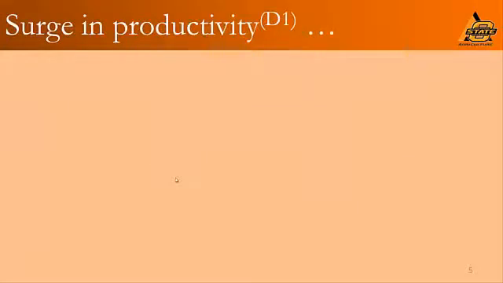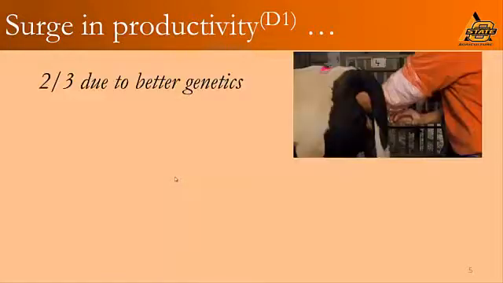We've seen that there is a surge of productivity in dairy cattle in the last century. Well, where is it coming from? Animal scientists have calculated that 2/3 of the productivity improvements are due to better genetics. Remember, we saw this video of a cow being artificially inseminated.